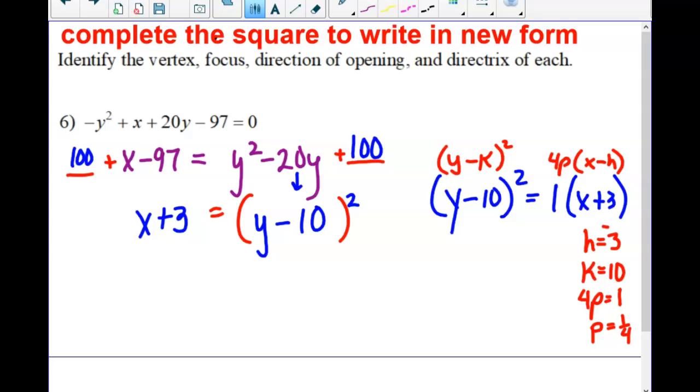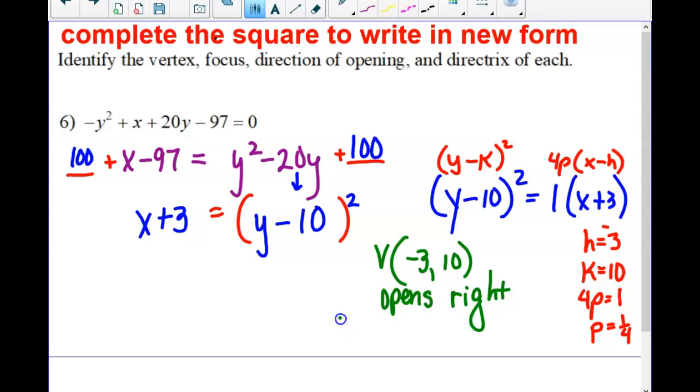All right, I promise on all the completing squares, we won't have to do all this jazz, but let's practice it one more time. Where's the vertex? H comma K. Negative 3, 10. Okay, which way would this open? If it's got a y squared, it's opening left or right, and the p was positive, so it opens right.